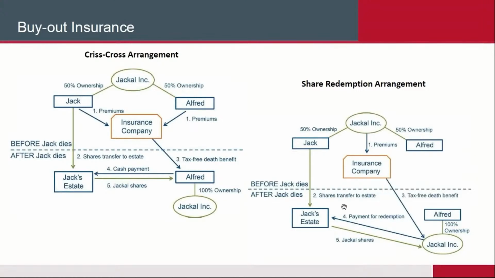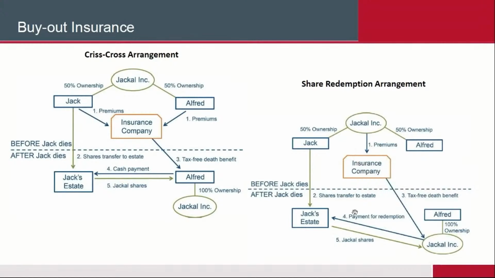Okay, so once again, Jack dies. Basically, the insurance company pays some money to Jackal. Okay, Jackal now goes to Jack's estate, and basically, here's the check for $500,000. Give us the shares. The shares are given to Jackal. Notice that the shares are given to Jackal, whereas in the other example, the shares were given to Alfred. So in other words, who's buying who? In the crisscross, Alfred's buying Jack. In share redemption, it's Jackal who's buying Jack's shares, not Alfred. You see, so that's the difference.